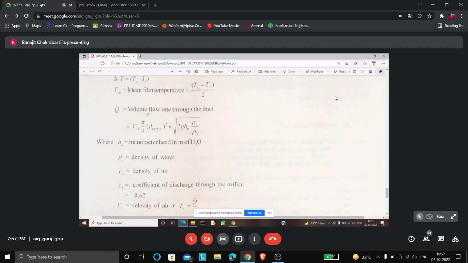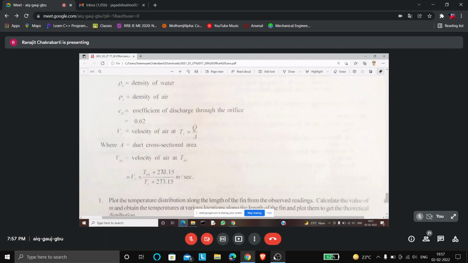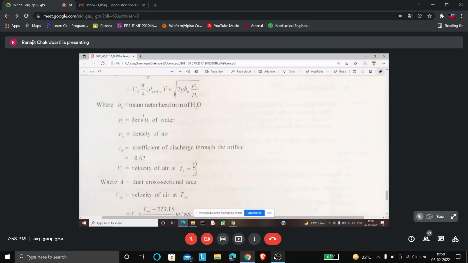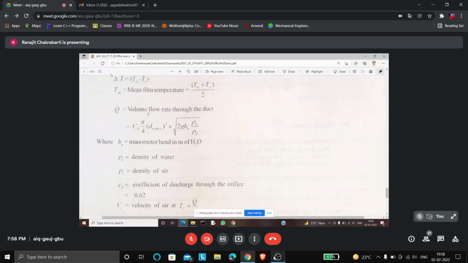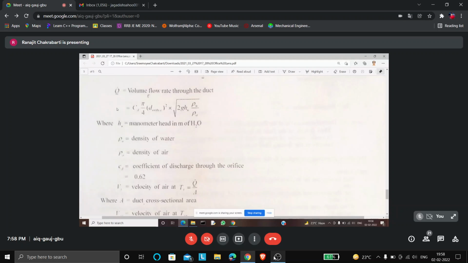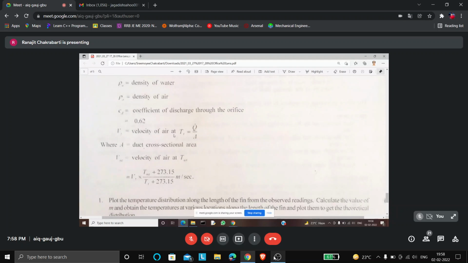And rho W and rho A are the densities of water and air, respectively, available from property tables. So with this, we can find out the velocity of air at the temperature TF, that is fluid temperature, that is Q dot by A. This Q dot that we get from here is divided by the area of the duct. You get the velocity of air at TF, and A is the duct cross-sectional area.